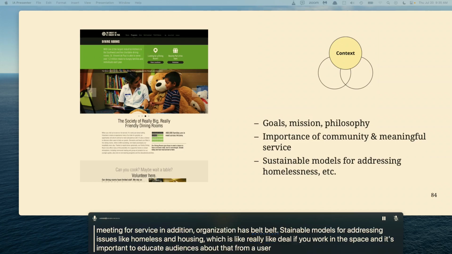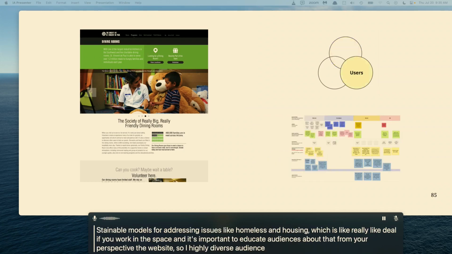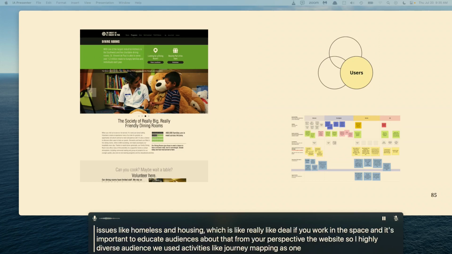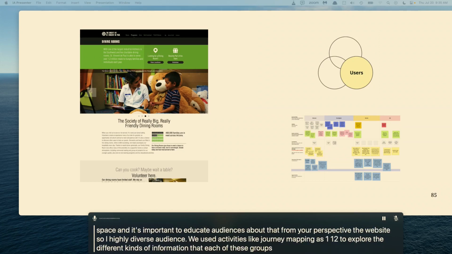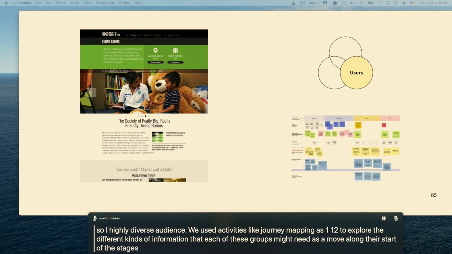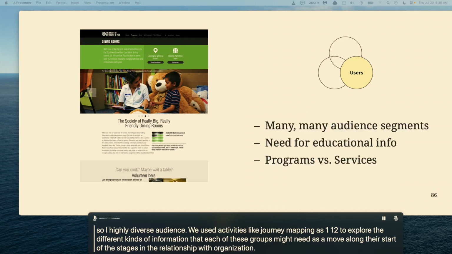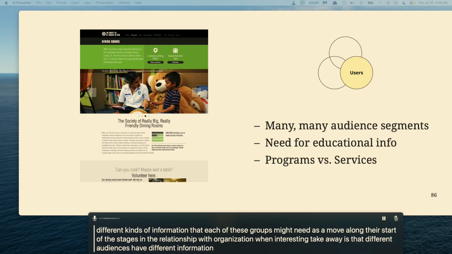From a user perspective, the website serves a highly diverse audience. We used activities like journey mapping as one tool to explore the different kinds of information that each of these groups might need as they move along the stages in their relationship with the organization. One interesting takeaway is that different audiences have different information needs, even when they're reading about the same topic.